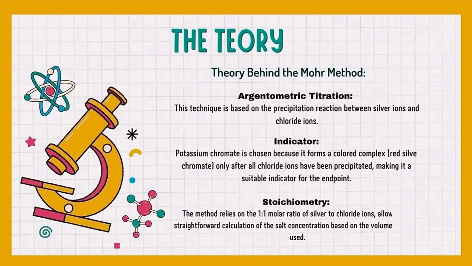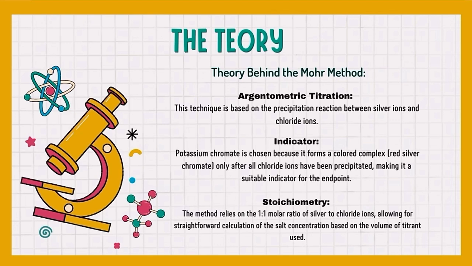Theory behind the Mohr method. Firstly, argentometric titration. This technique is based on the precipitation reaction between silver ion and chloride ion. Next, indicator. Potassium chromate is chosen because it forms a color complex like silver chromate only after all chloride ion have been precipitated, making it a suitable indicator for the endpoint.